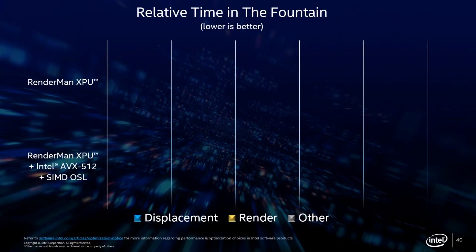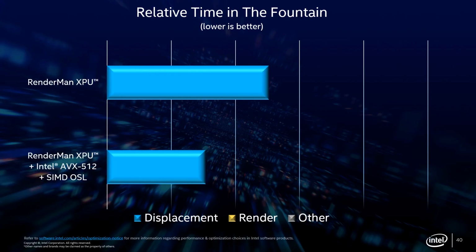To start with, we'll look at a breakdown of the time spent between displacement and rendering. We didn't have an easy way to measure this in RenderMan RIS, but we do for XPU. We see roughly half the time is spent in displacement, but with AVX-512, much less time is spent. Despite being texture heavy, we still get a 1.6x speedup of displacement.